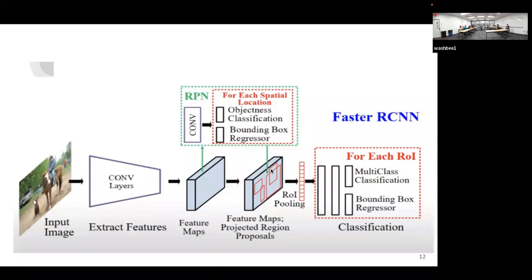What does ROI stand for? I think it's region of interest. Okay, that region of interest layer is actually the last layer that we classify objects with.